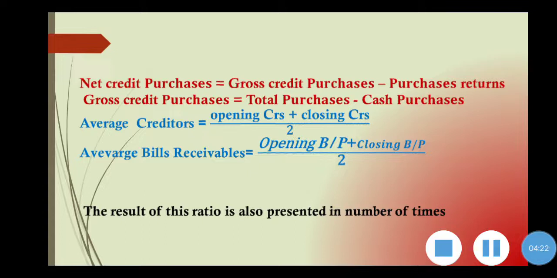That is the interpretation. And if the information about credit purchase is also not available in the question for examination purposes, you have to take the figure of total purchase as the credit purchase. Total purchase will be treated as credit purchase. Here also the provision for discount on creditors is not deducted from creditors.